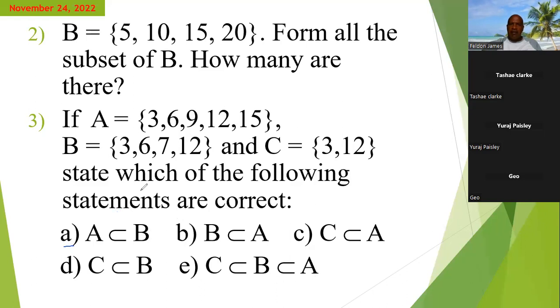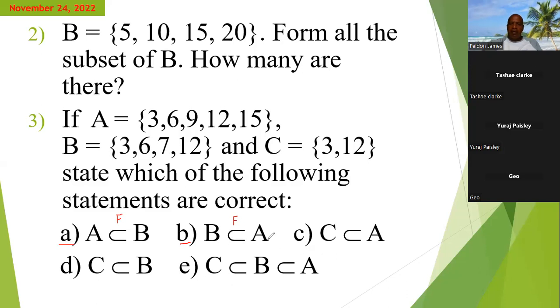Let me try the red. I think the red works well. All right, so this one would be false. What about the next one? True or false? B is a subset of A. False. So this would also be false. Why would this one be false, Ms. Clark? Because B has the element 7 in it and A doesn't have it.